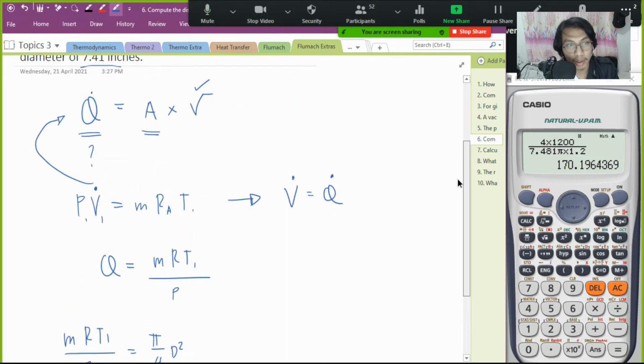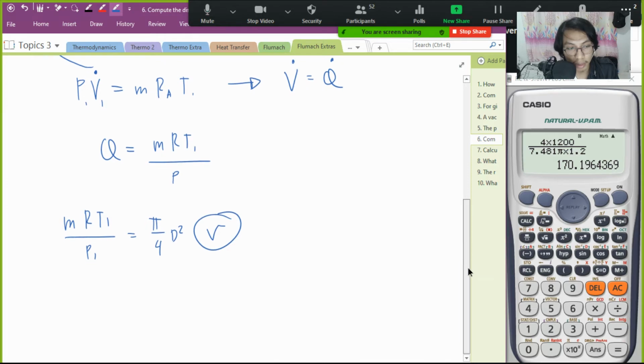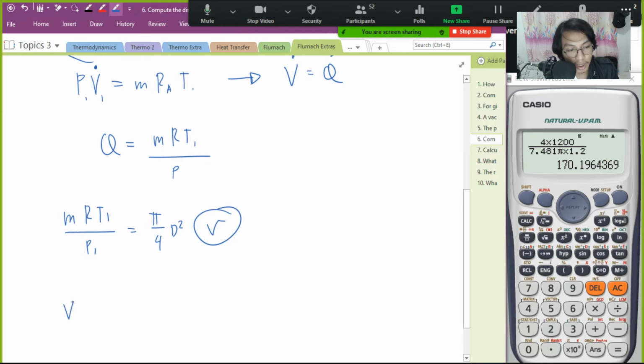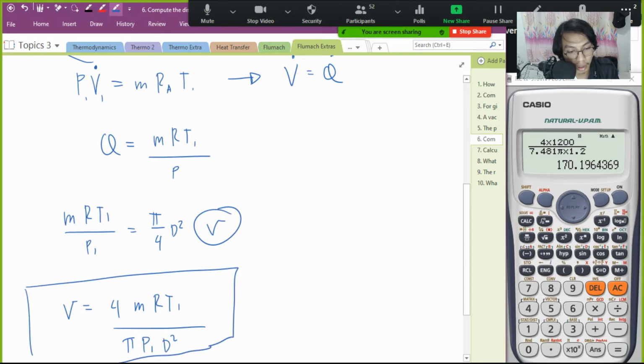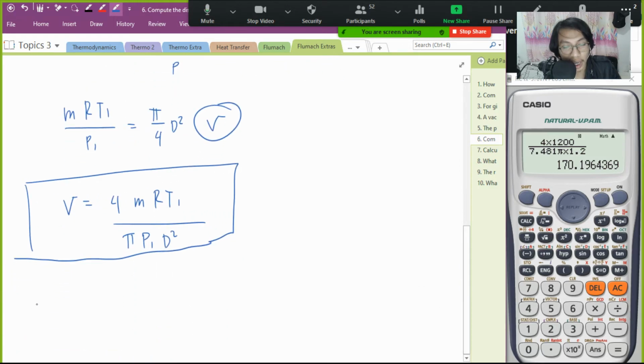Okay, balik tayo dito, velocity. Ang hinahanap natin is velocity. O, lipat ko na lahat. Velocity is equal to 4 m R T1 over pi P1 d squared. O, di meron tayong bagong formula na create. So, we can now solve for the value of velocity. Lahat gagamitin ko initial kung initial, final kung final.